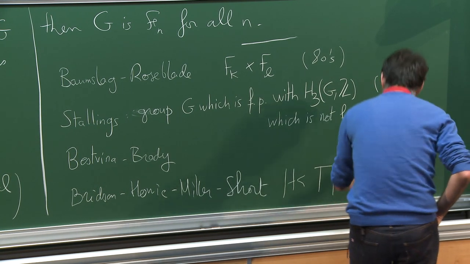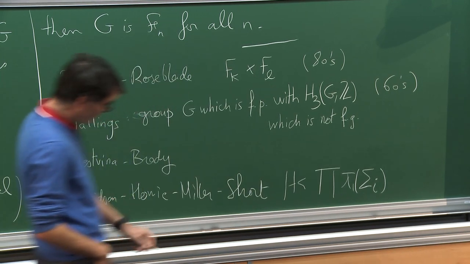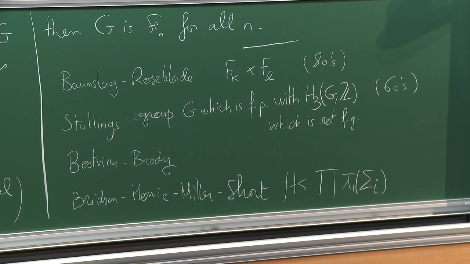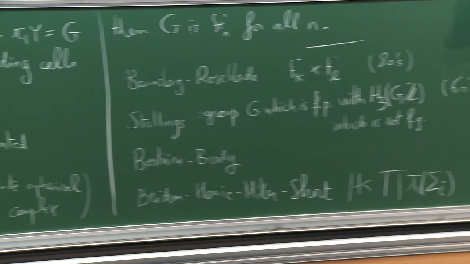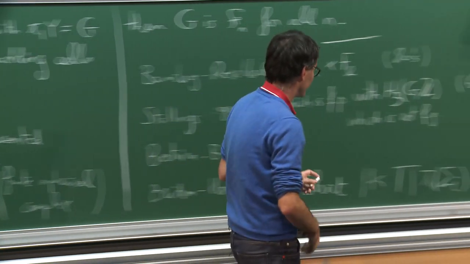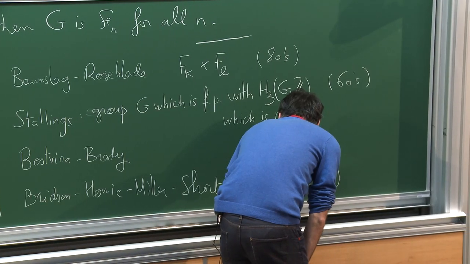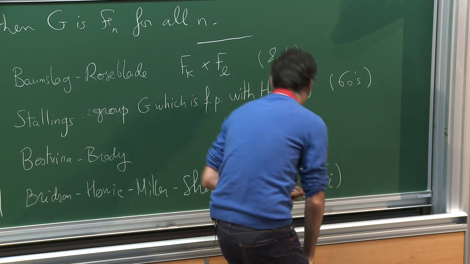So here surface groups means fundamental groups of any surface of finite type, say oriented. So they are either free groups or fundamental groups of closed surfaces. And what they proved is that, maybe I'll write the statement.